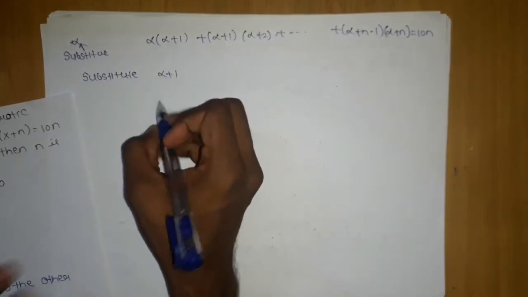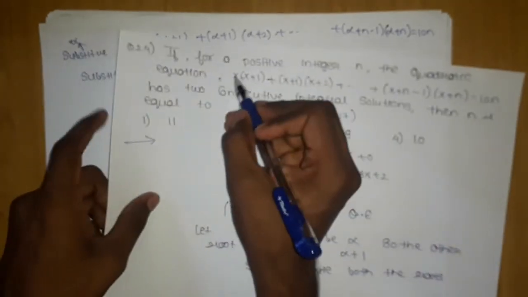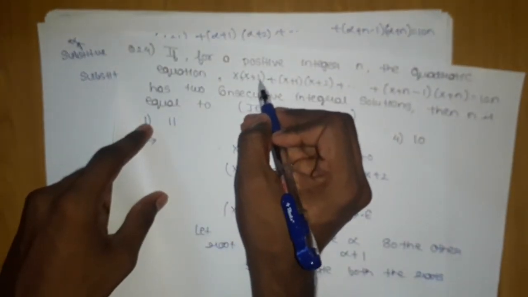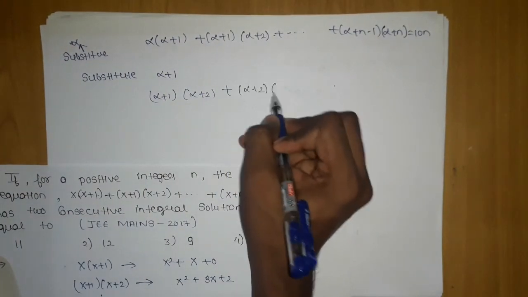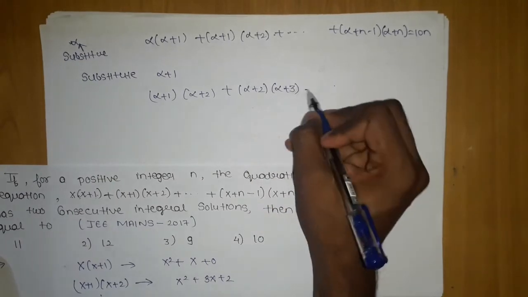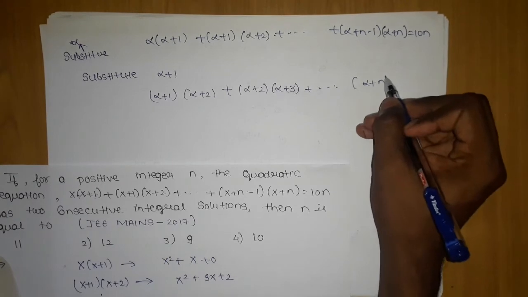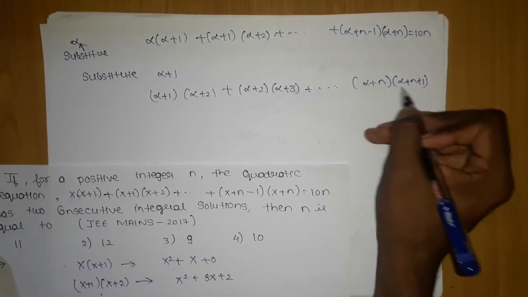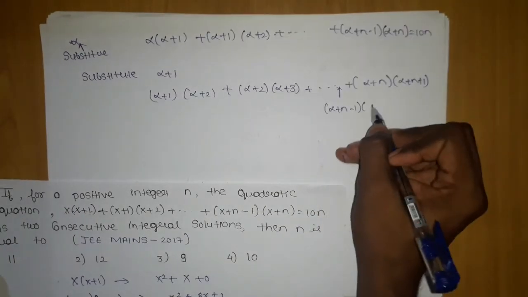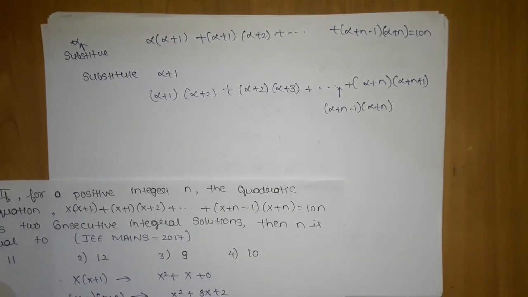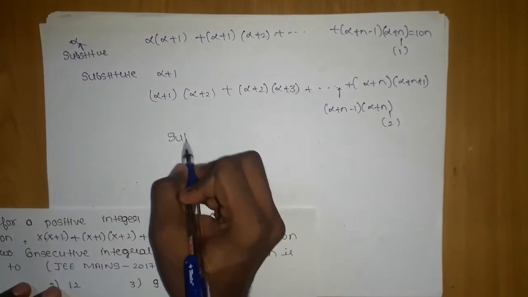The moment I substitute alpha plus 1, I will have alpha plus 1 into alpha plus 2. The moment I substitute alpha plus 1 here, it will become alpha plus 1 plus 1, it will become alpha plus 2. And similarly here it will become alpha plus 2, alpha plus 3. And like this, what will the last term be? It will be alpha plus n, and alpha plus n plus 1. And just before this, there will be a term alpha plus n minus 1 into alpha plus n. So I will call this equation 1, I will call this equation 2, and I will subtract what?